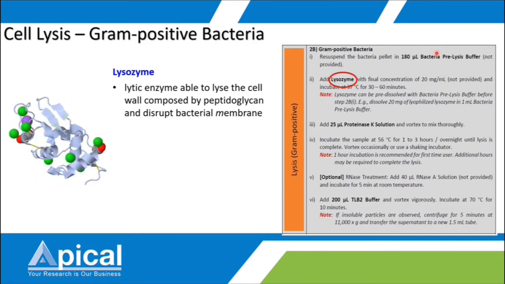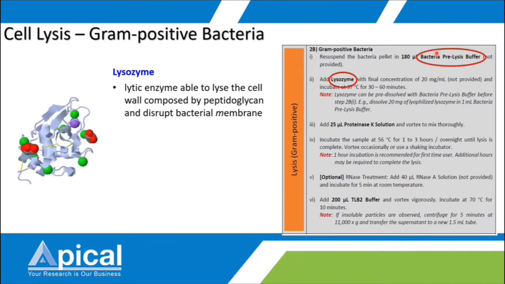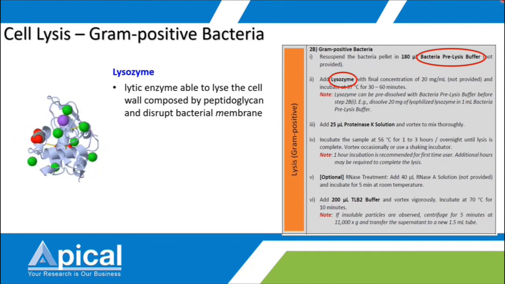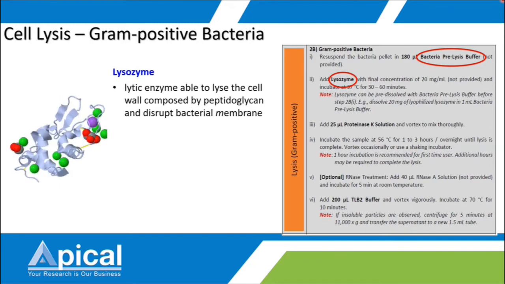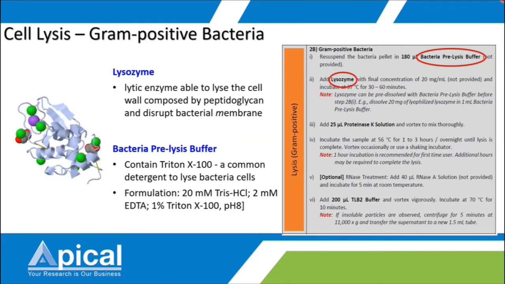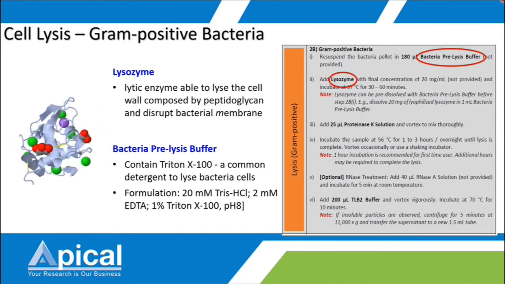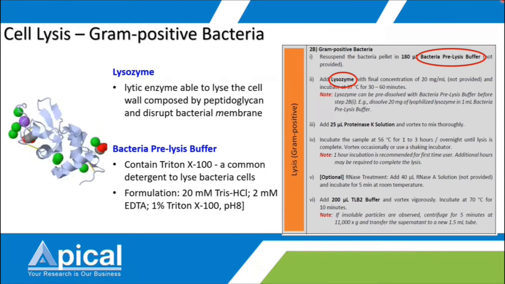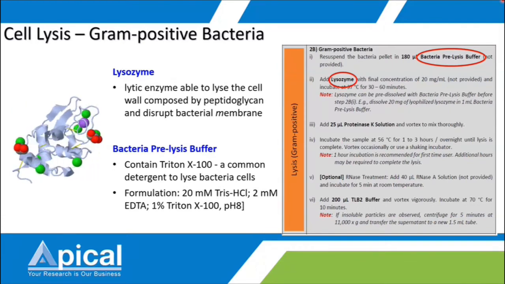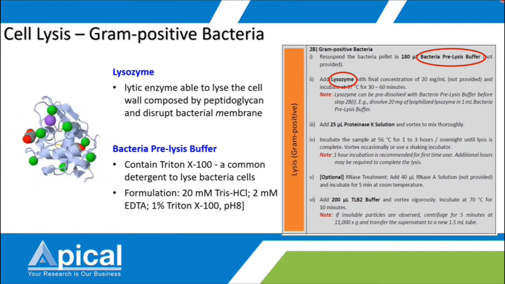And as this bacterial type is difficult to lyse, we also need a pre-wash of the bacterial cells with pre-lysis buffer. This buffer contains Triton X-100, which is a commonly used detergent to lyse the cell. This buffer is not provided in the kit, but we do provide the formulation for you, so it's easy to prepare the buffer.